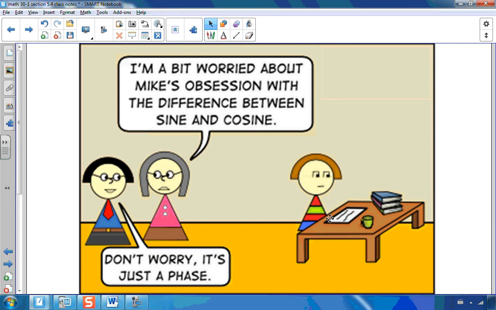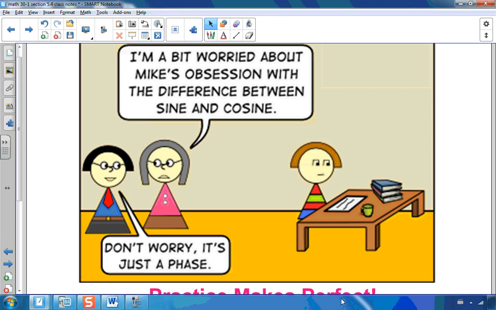Mom and Dad talking. They're a little bit worried about Mike's obsession with the difference between sine and cosine. Dad says, "Don't worry, it's just a phase." Well, a phase shift, that is.